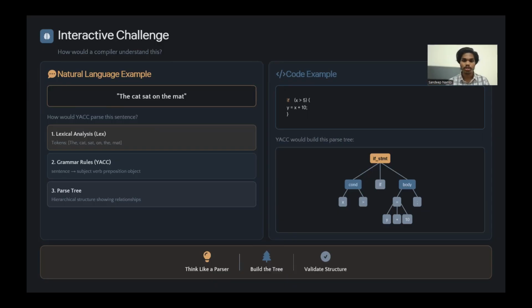So whether it's English or code, the process is the same. We generally use lexical analysis either on the text or on the code, that is tokenize, apply grammar rules, and build the structured parse tree.